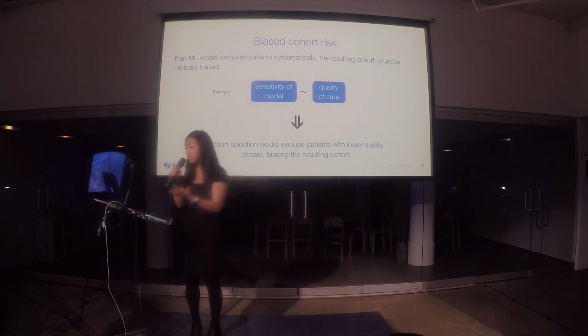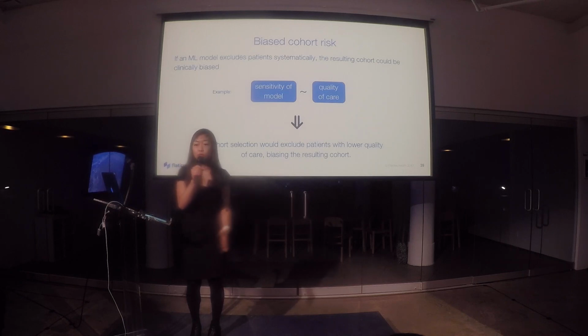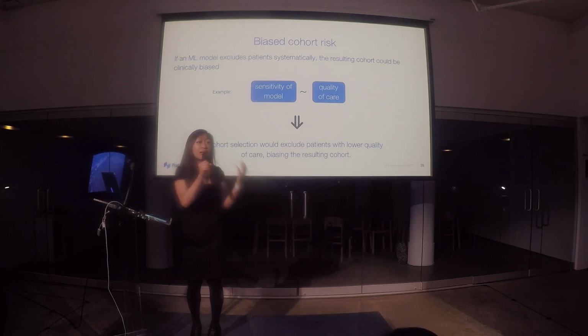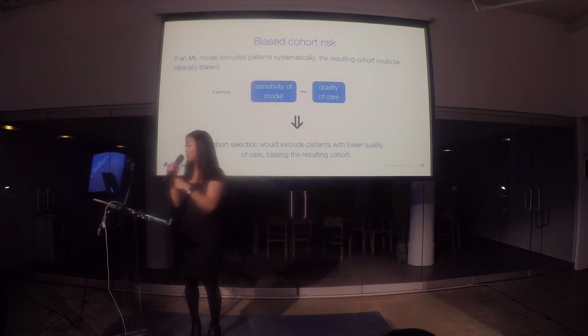If we have this kind of bias in a model, cohort selection would exclude patients with lower quality of care, biasing the resulting cohort and the research that you could do with that real-world evidence. So if we deliver this kind of data, we have to worry about incorrect conclusions being drawn from it. In the worst case, this could lead to something like incorrect recommendations on how to care for patients. So even though we have this promising way to accelerate cancer research, and we have shown that ML could help us generate more real-world evidence, we really have to think about this risk.